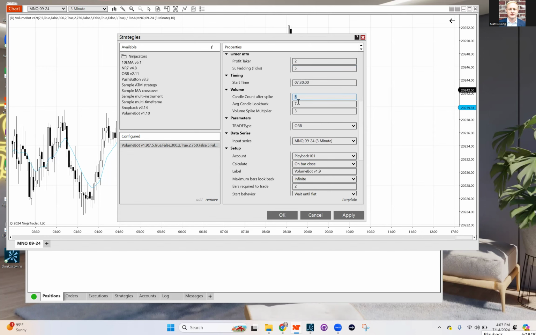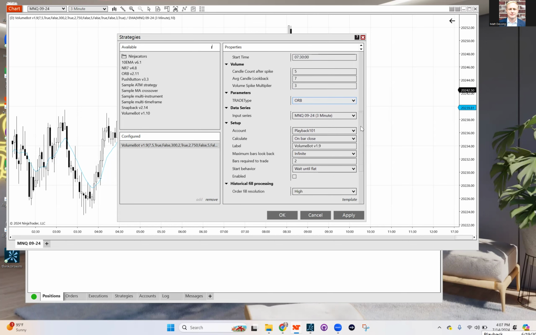And it's going to wait that 5 candles. It's going to look back 7 and then have our volume. It's looking for 3x on the volume spike. And then it does have 2 different strategies that are built in. ORB is kind of like a trending strategy, snapback is more of a reversal strategy. So you can apply certain strategies to different environments, different time frames.